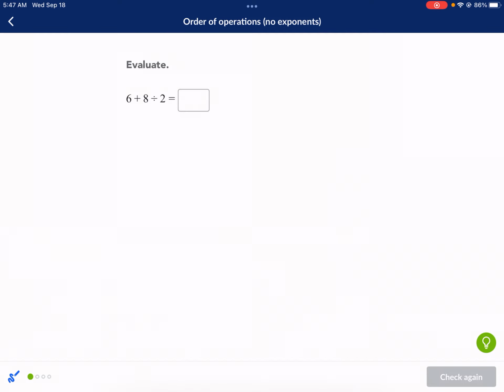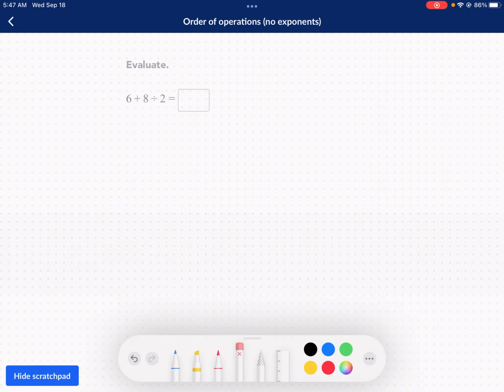Okay, next question. Here we go. This is a better example if you ask me. Here we just have 6 plus 8 divided by 2. You're going to want to go through this entire order every time. As you do it more often, you don't have to explicitly go through it. But do we have parentheses? No. Exponents? No. Multiplication or division? Notice how I say it together. Yes, I have division. So I'm going to start with that division.